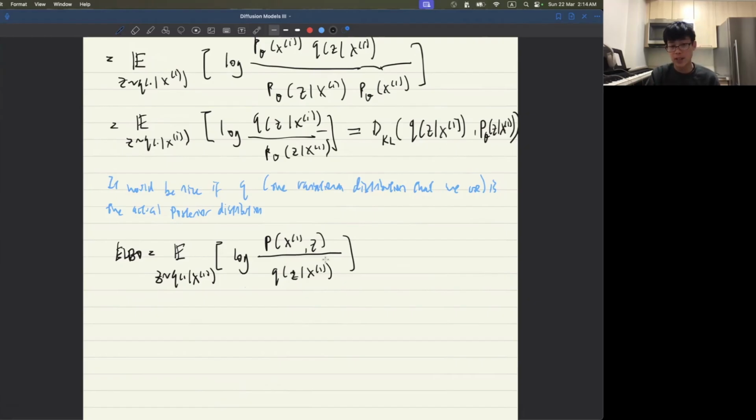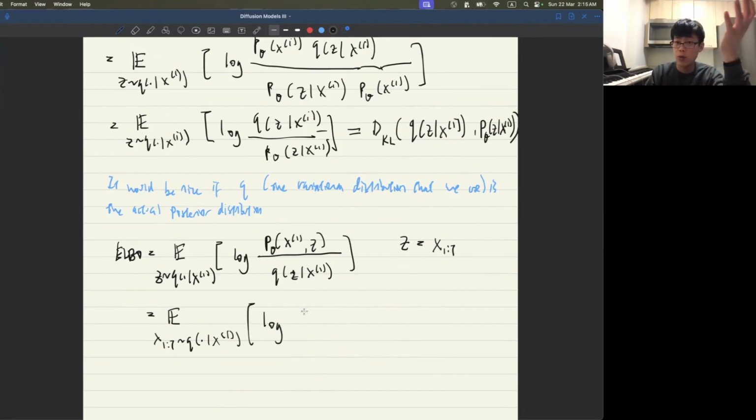If we actually expand out this term, recall that z, our latent variable, is actually the intermediate states x_1 to x_T. If we expand out both the numerator and the denominator, so I'll write x_1 to x_T instead of z just for clarity, we can decompose them into their respective steps. The numerator is really a backward diffusion process. We need to break it down starting from the back. So this is equal to p theta of x_T times the product of p theta of x_{t-1} given x_t.